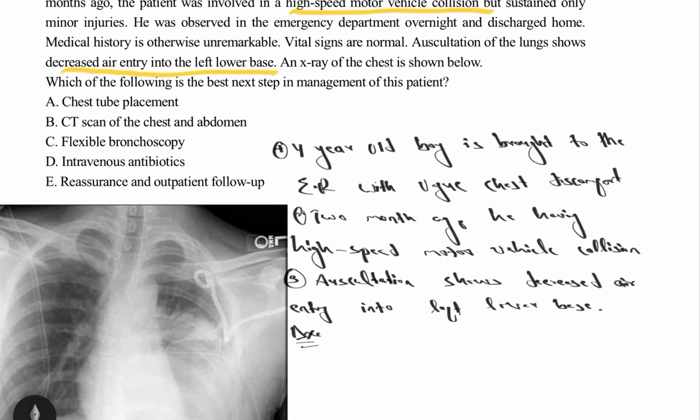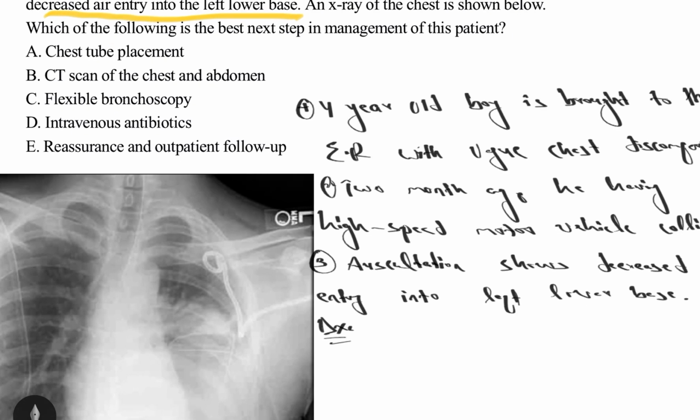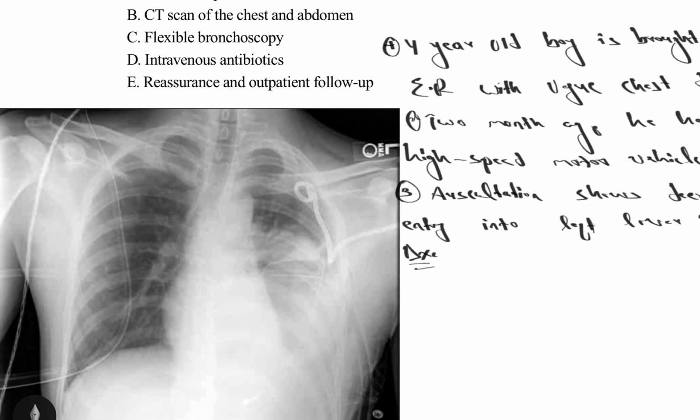So this patient is a 4-year-old boy. He is brought to the emergency department with vague chest discomfort. 2 months ago, he was involved in a high-speed motor vehicle collision but sustained only minor injury. After that, he was observed in the emergency department overnight and discharged home. Auscultation of the lungs showed decreased air entry into the left lower base. So this is the X-ray of this patient.